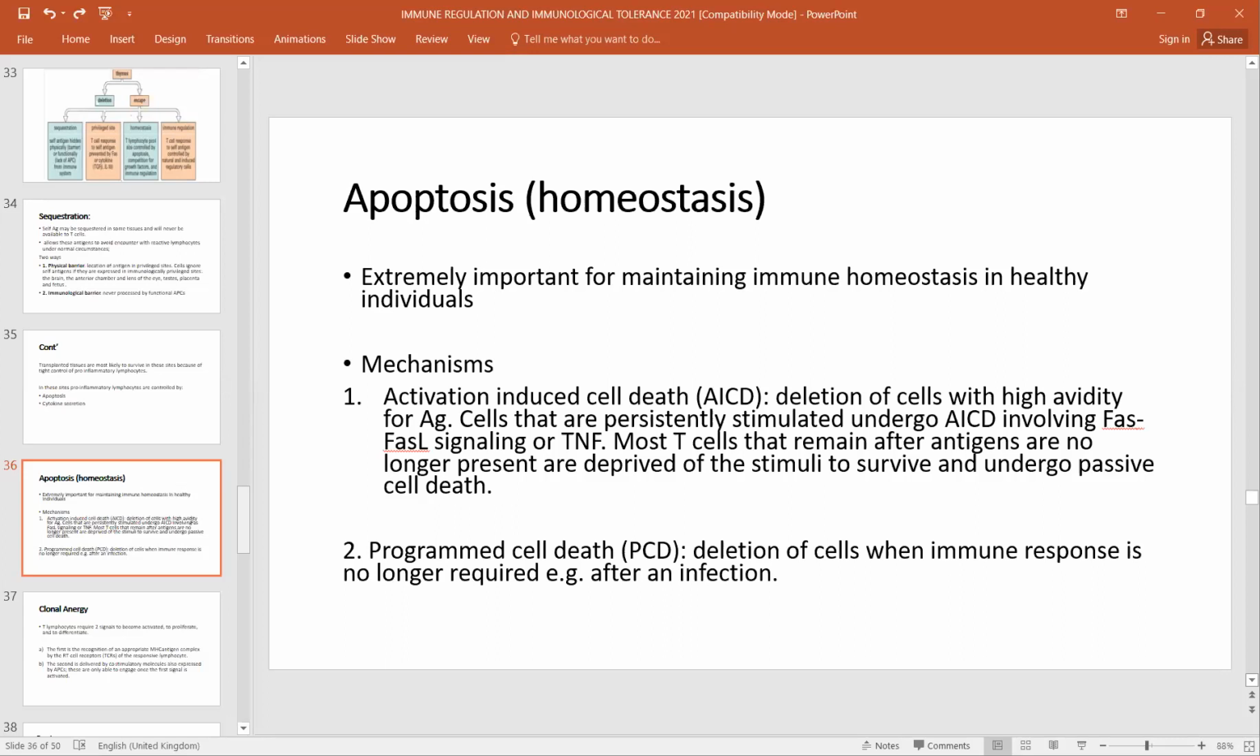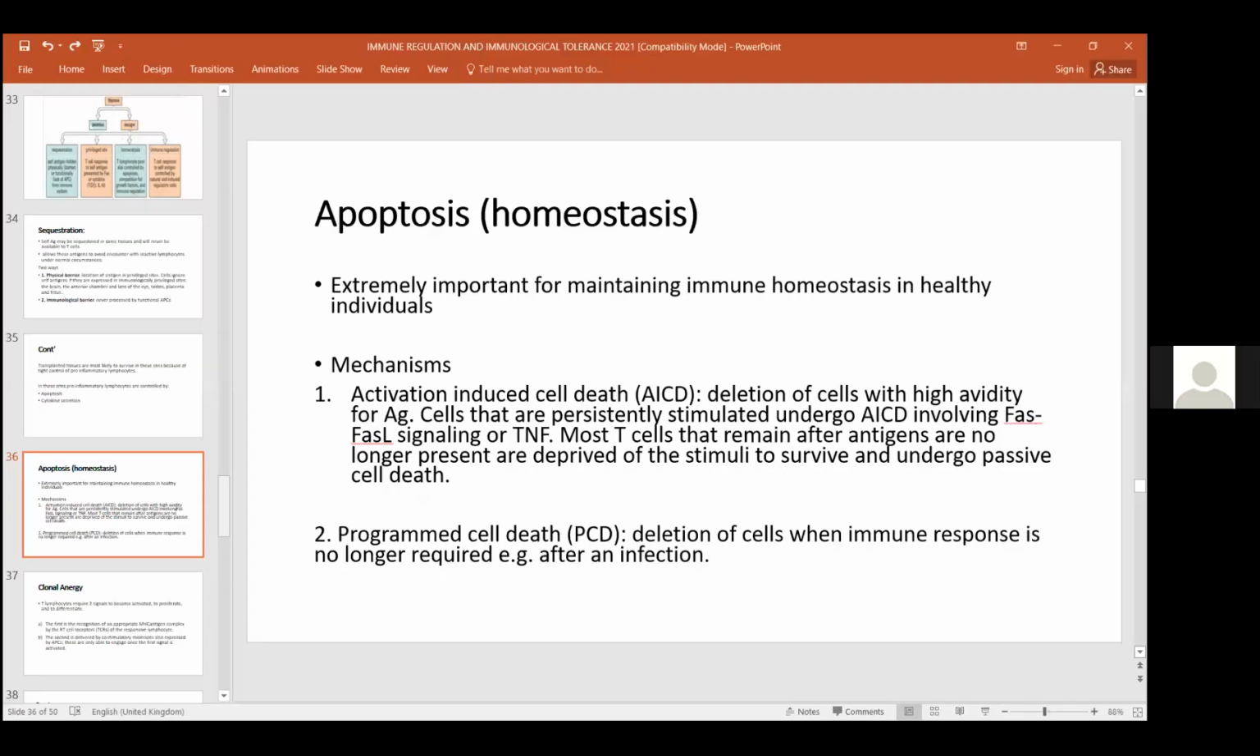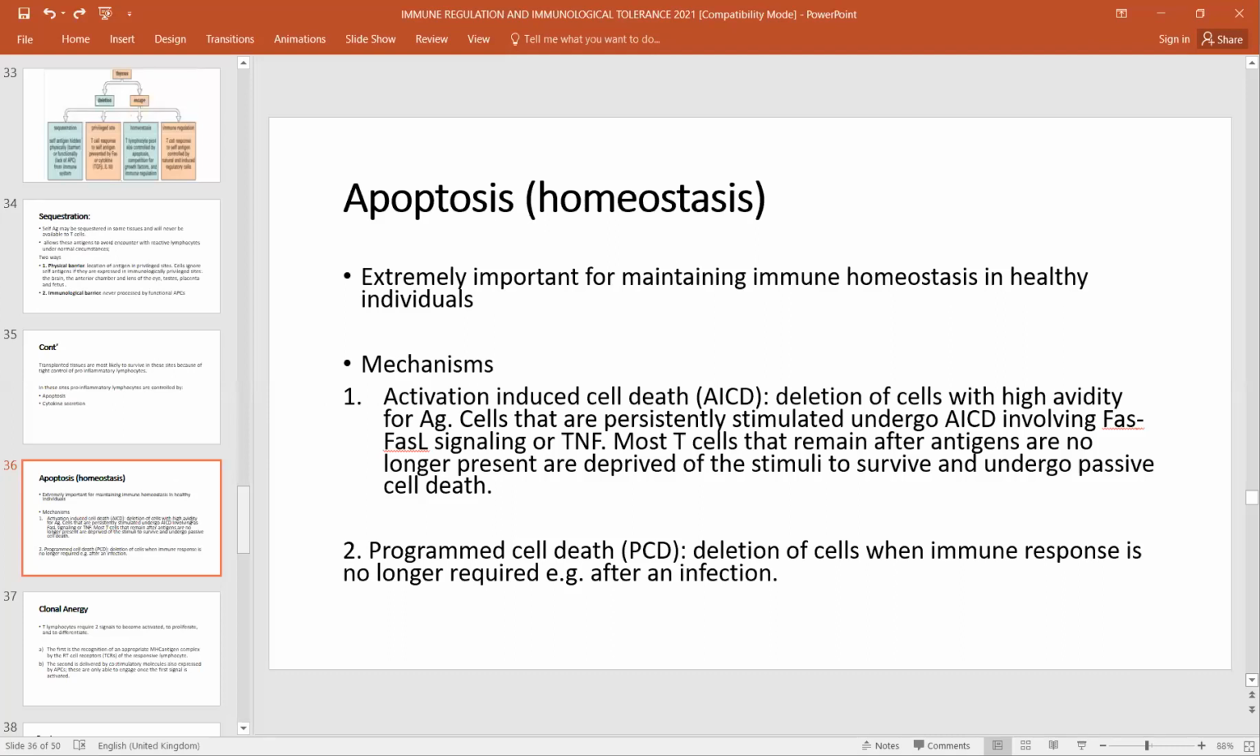All right. Now, activation-induced cell death: deletion of cells with high affinity for antigen. Cells that are persistently stimulated will undergo AICD through the generation of Fas ligand, which is CD95 ligand, a death receptor. These are expressed on such cells. On the cell surface of these autoreactive T lymphocytes, they have signal transduction that actually allows them to undergo apoptosis.